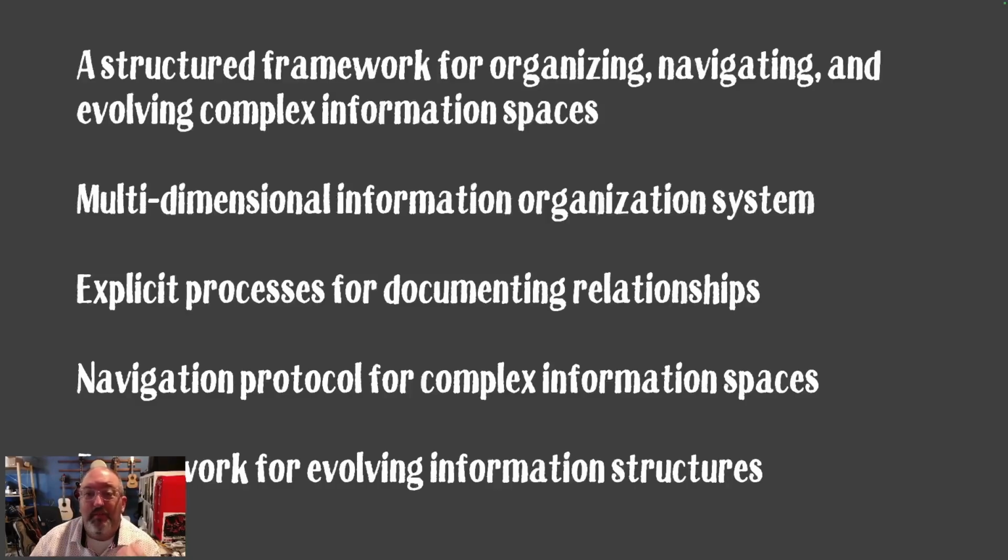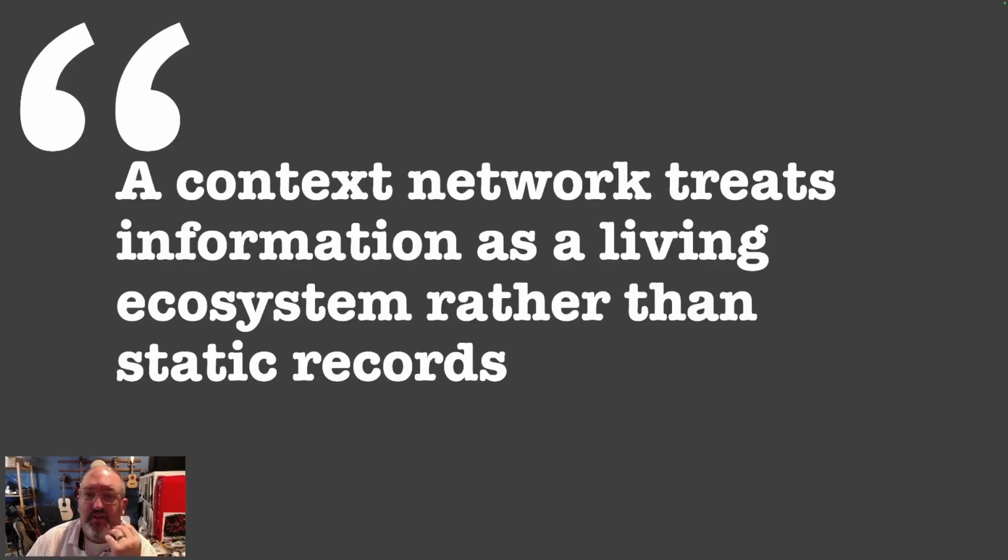It provides explicit processes for documenting the relationships between information and for how you want to work. And that's a big part of this, is that every context network starts out with the base one we're going to talk about, and then it eventually becomes its own thing. You train it up to work the way you and it want to work together. It provides a navigation protocol for navigating all of the complex stuff you're going to be tracking, and it provides a way to evolve the information structures as your needs change. It treats information as a living ecosystem rather than as static records, is one of the big takeaways.